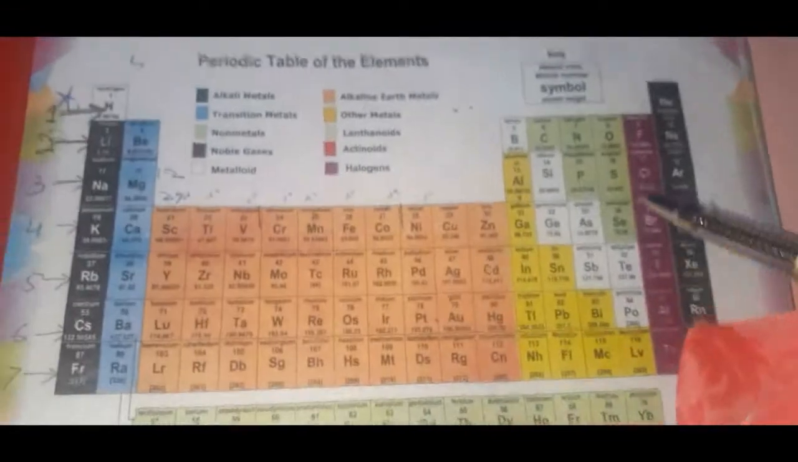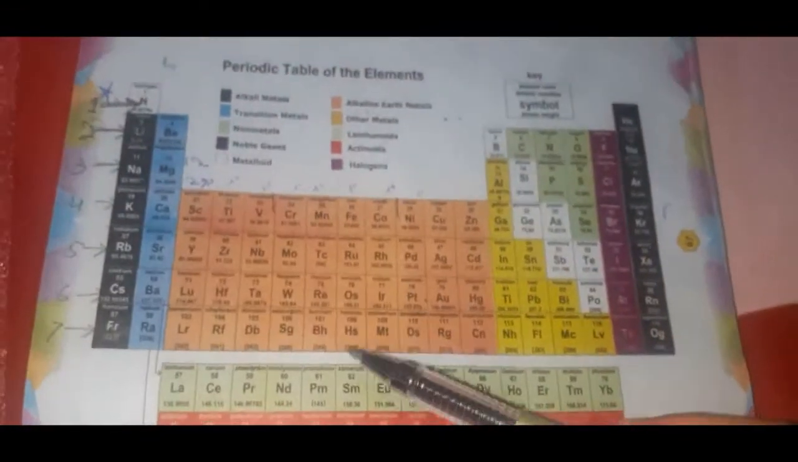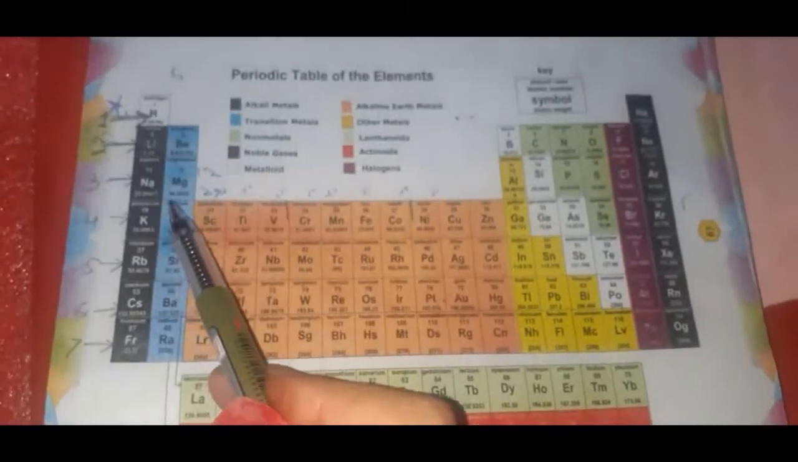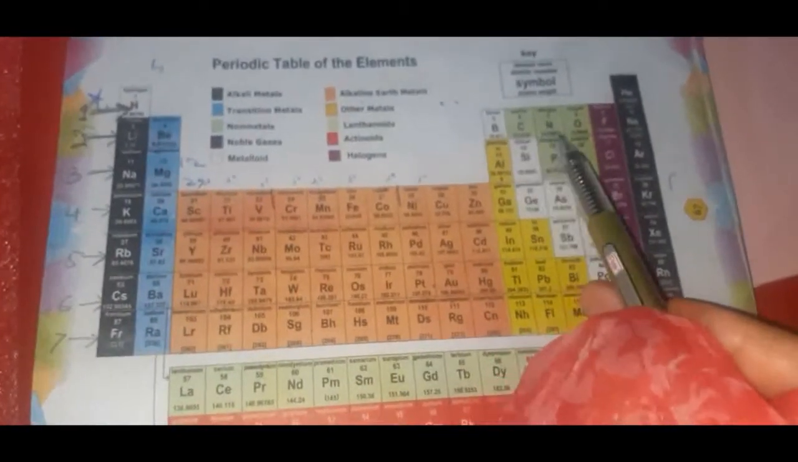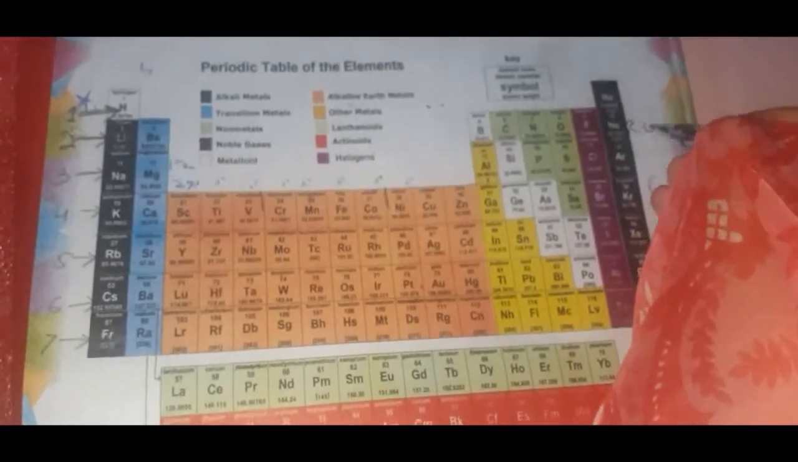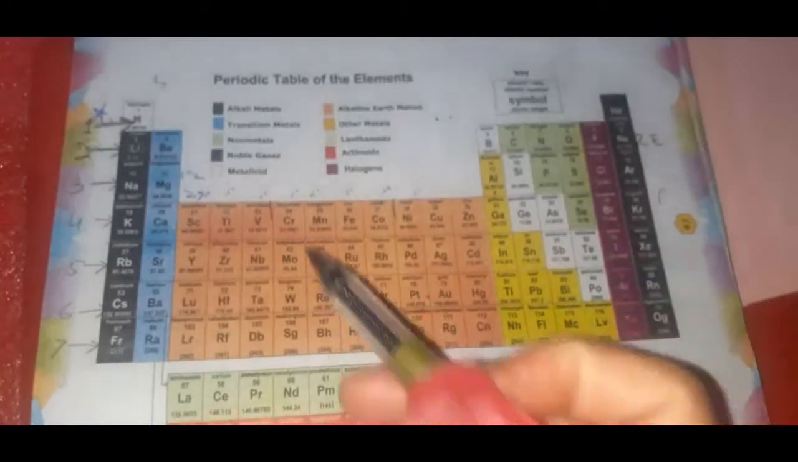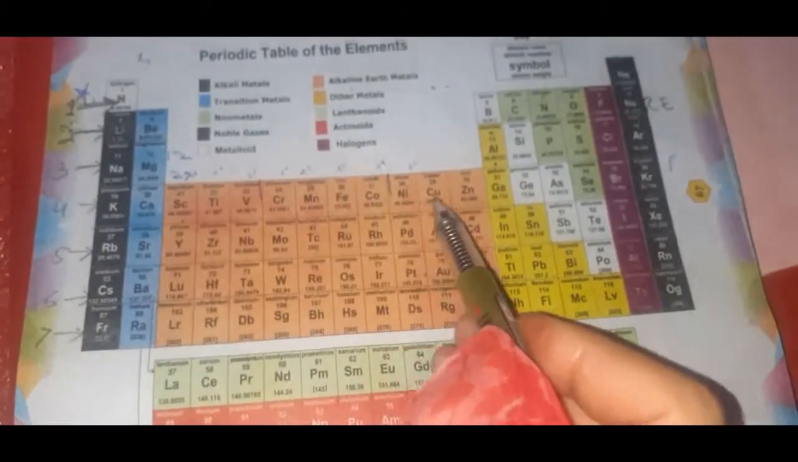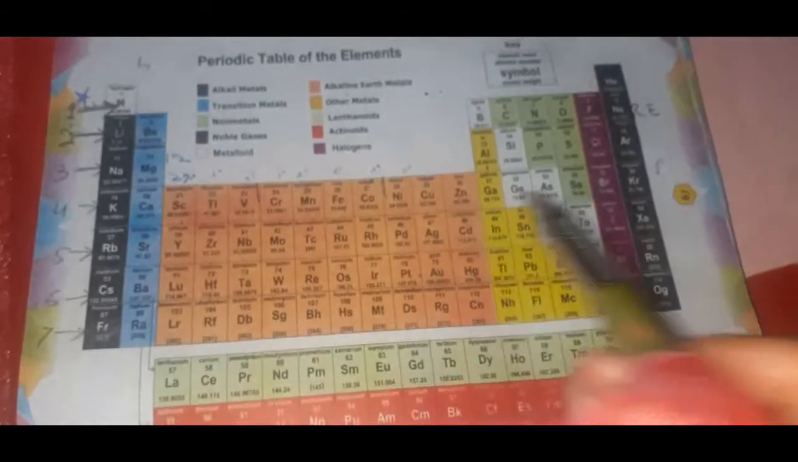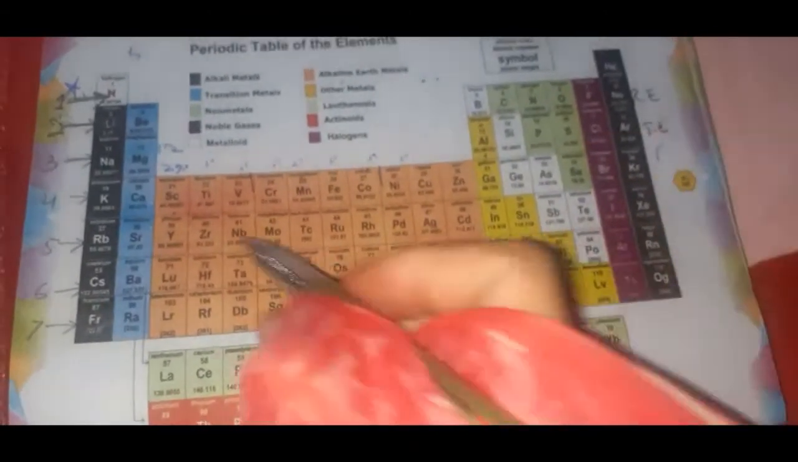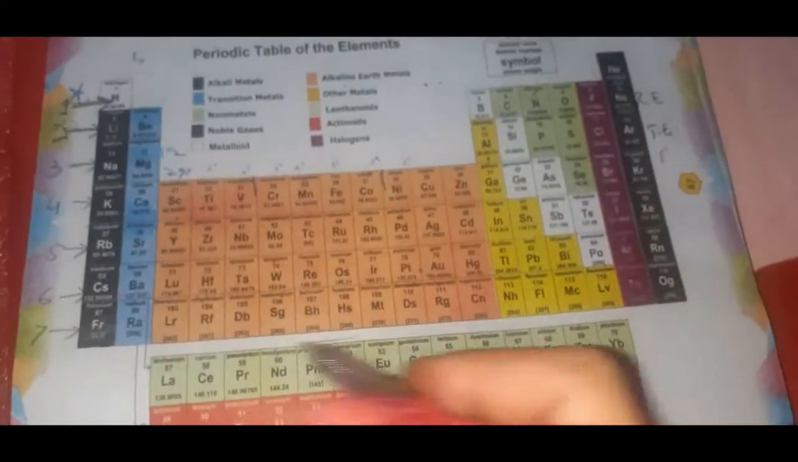In this periodic table, we have 2 types of groups. 1, 2, 3, 4, 5, 6, 7, 8. These 8 groups are called representative elements. Whereas 1, 2, 3, 4, 5, 6, 7, 8, 9, 10. These 10 groups are called transition elements because they occupy the center of the periodic table.